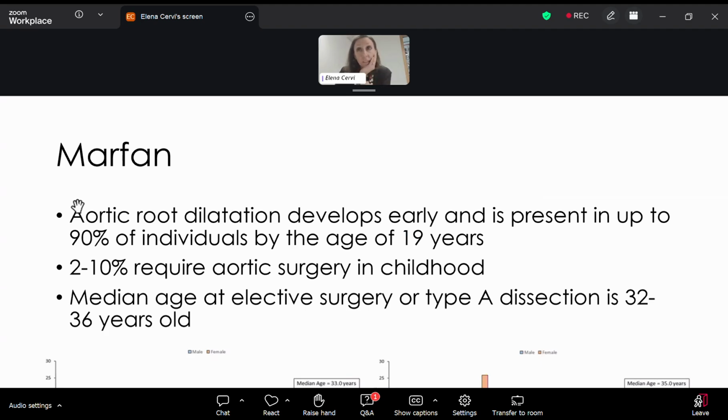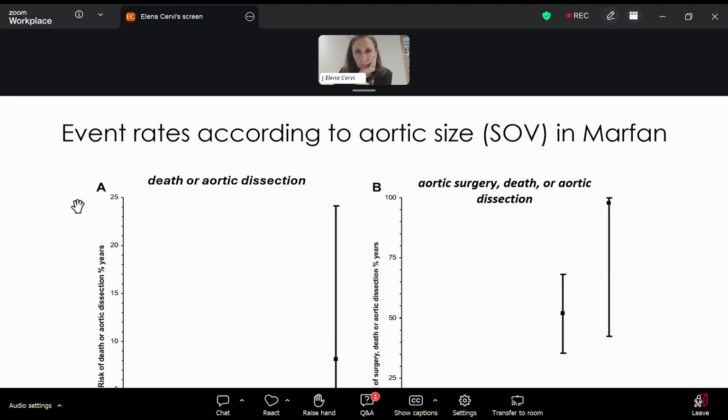Aortic root dilatation in this particular group of people, from Genetic, is present in around 90% of individuals by age 19, and 2 to 12% require aortic surgery in childhood, and our experience at Great Ormond Street is very much in line with that. What has happened through the years is that we've changed the median age at dissection to the median age of elective surgery. So we've gotten better at recognizing people that need surgery. Once upon a time, survival was around that age, and now it's probably the time when your average Marfan patient will require their surgery.